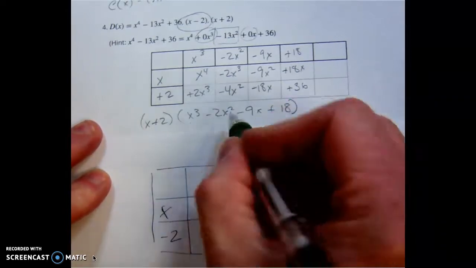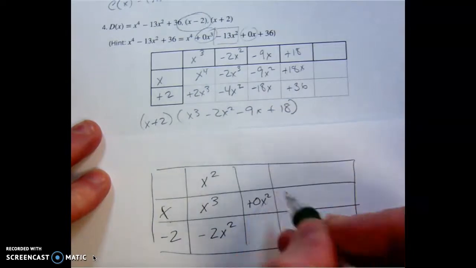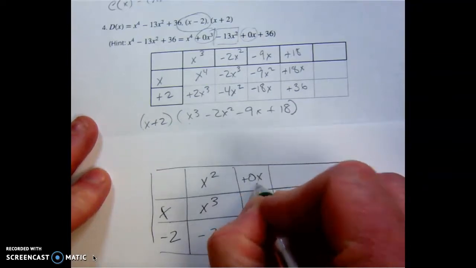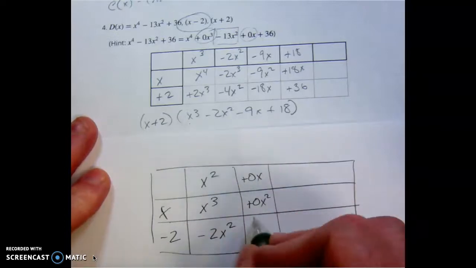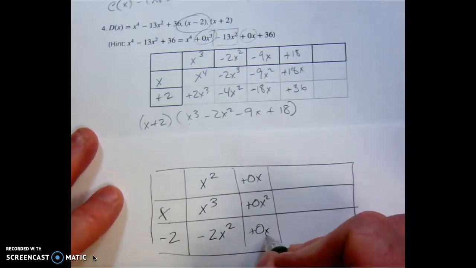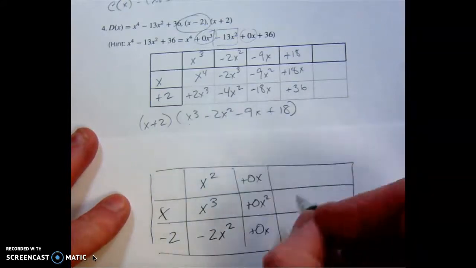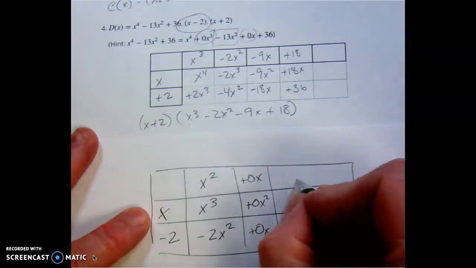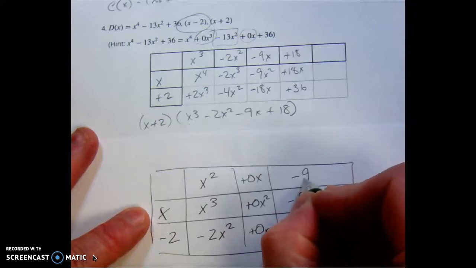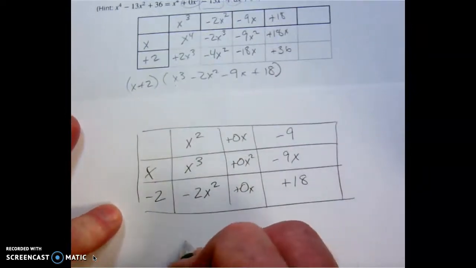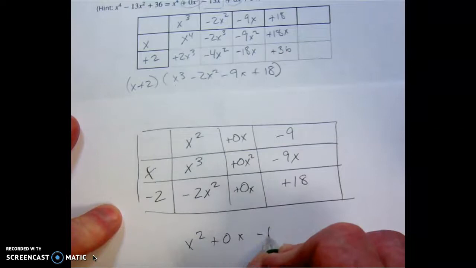I want negative 2x squared, so that means I need to add 0x squareds to that. If I take the x off of that, I've got plus 0x. 0x times 2 is plus 0x. Okay, well, if I look at the x term, I need negative 9x. So that means I need to do negative 9x. I can take the x off of that, and I just got negative 9. Negative 9 times negative 2 is positive 18, and I'm done there. So now I'm down to x squared plus 0x minus 9.